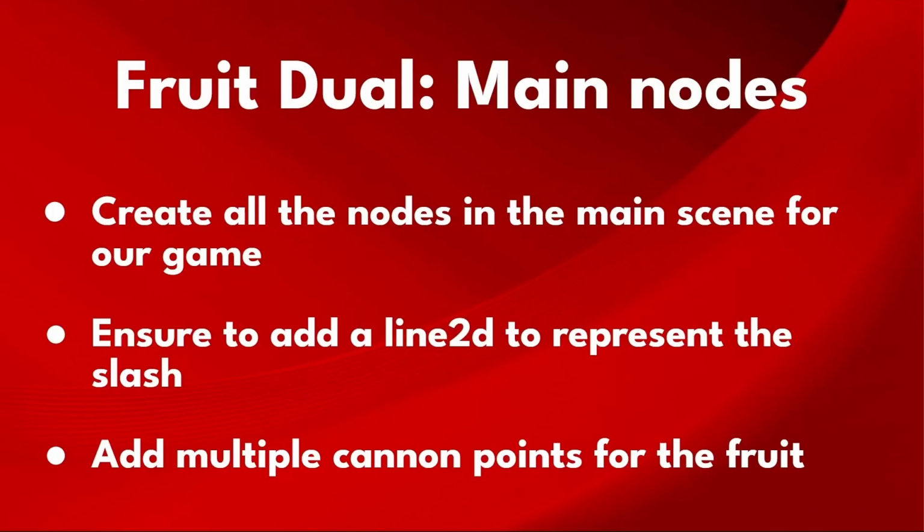In this section, we're going to go ahead and create the main nodes for our game. We're going to create all the nodes in the main scene. Then we're going to add a Line2D to represent the slash. We're also going to add multiple cannon points for the fruit and also a boom scene that appears when we hit a cherry. Now let's jump right in.